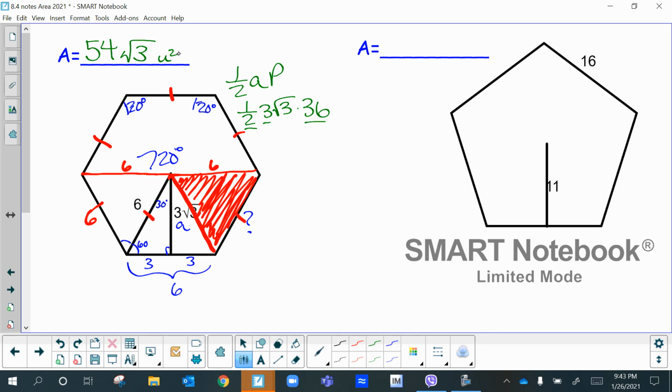All right, let's try this one over here. We've got a pentagon over here. They gave us, this one is nice and simple. They gave us the apothem and they gave us the side lengths. So I can easily find the perimeter in this case over here.